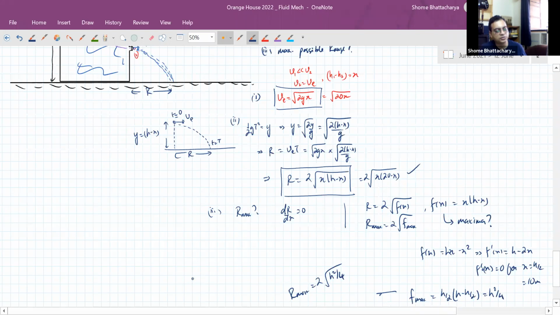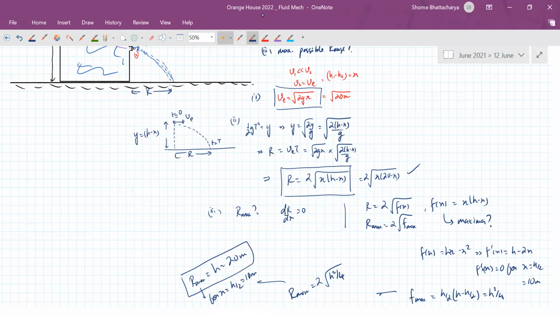So maximum possible range is equal to h, which is equal to 20 meters. But this range is maximum for x equal to h by 2, or 10 meters. Okay, so when we make the orifice at a depth of 10 meters, which is exactly the midpoint of the vertical height, that is when the range comes out to be maximum.